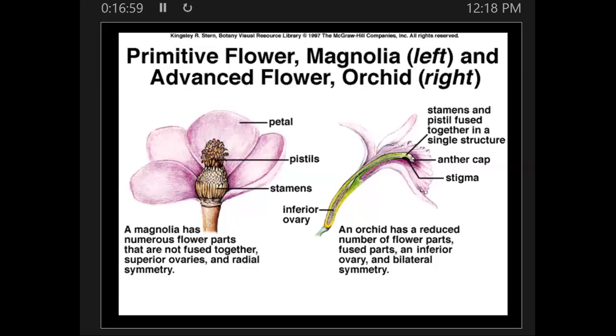But here, I'm trying to show that we have lots and lots of stamens, lots and lots of pistils, lots of petals. Everything's kind of all separated. And the ovary, hard to see here, is superior. And then the orchid on the right, you can see that fusion of the petals and other parts. Often the stamen is fused as well to the female part. And then very much an inferior ovary.